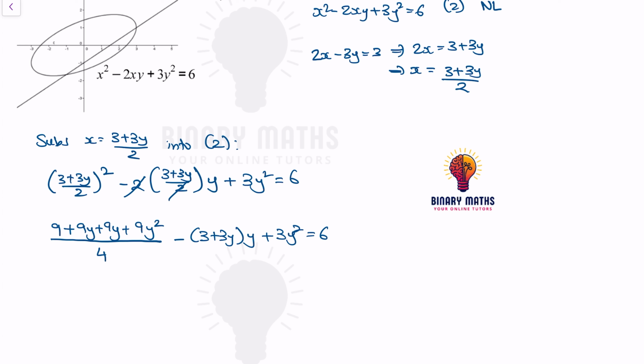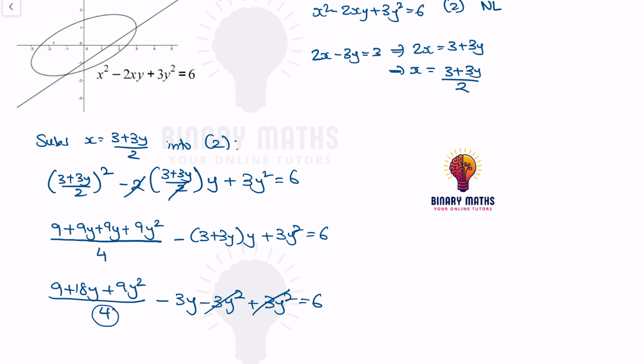Okay, now what I'll do is collect the terms on the top and expand the bracket on the second term. So I get 9 plus 18y plus 9y squared over 4 minus 3y squared plus 3y squared is equal to 6. So this and this will cancel out. Now I don't like this 4 at the bottom, which means I'll times everything by 4. But that means I need to times every term by 4.